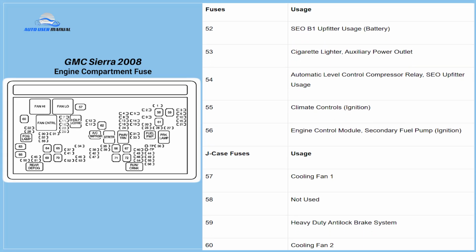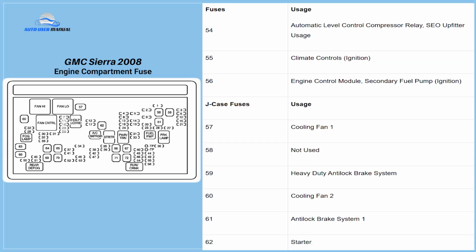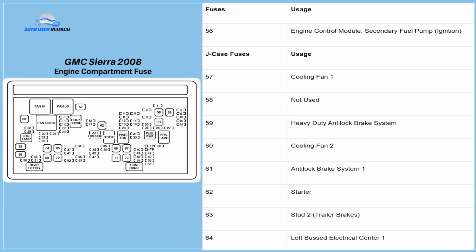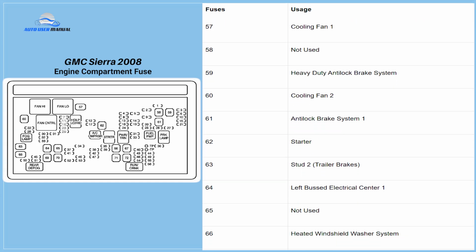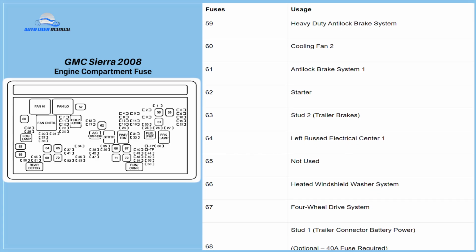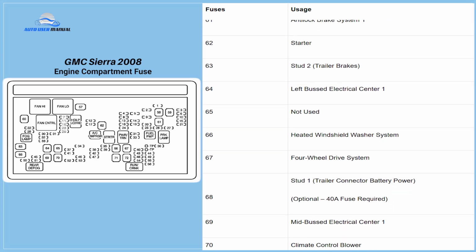The engine compartment fuse box in the 2005 GMC Sierra distributes and safeguards power for major systems, including engine management, cooling fans, the fuel system, and lighting circuits.